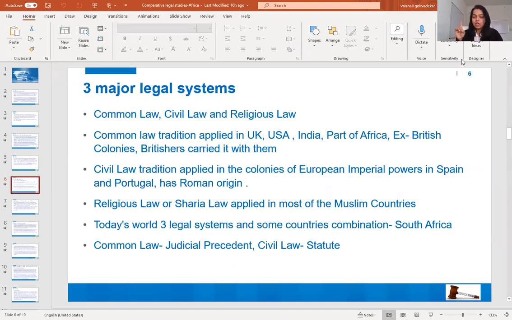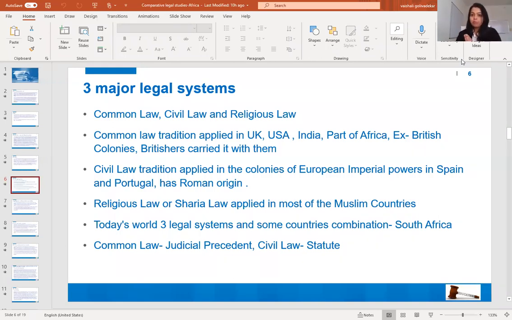So one is common law, second is civil law, and third is religious law or Sharia law, or we call it Muslim law, which is applicable in lots of the countries in the Middle East. So basically three legal systems are there: common law, civil law, and religious law. Now, the common law tradition is applied in the UK, USA, India, part of Nigeria. So basically all the ex-British colonies.